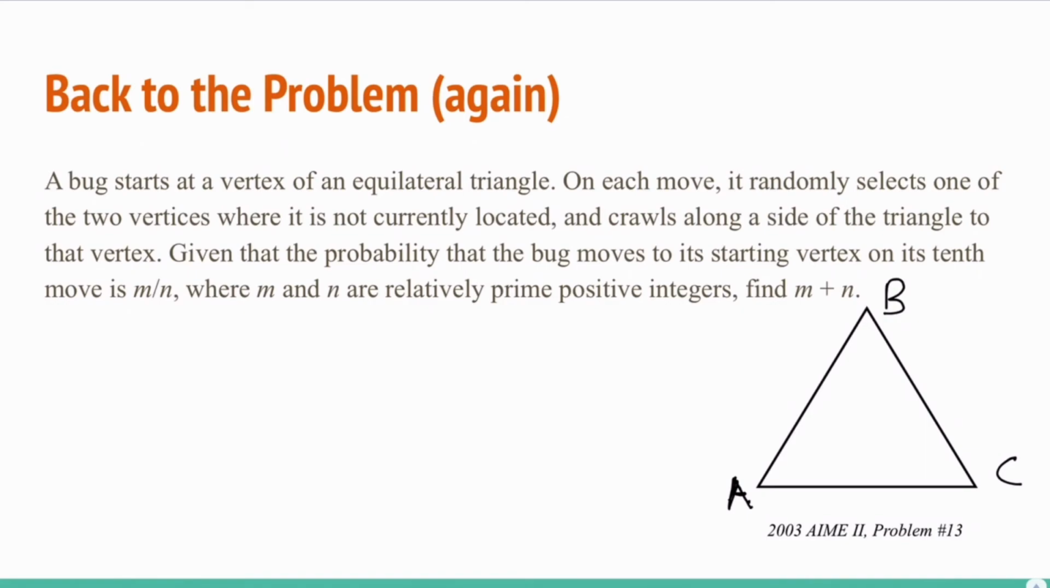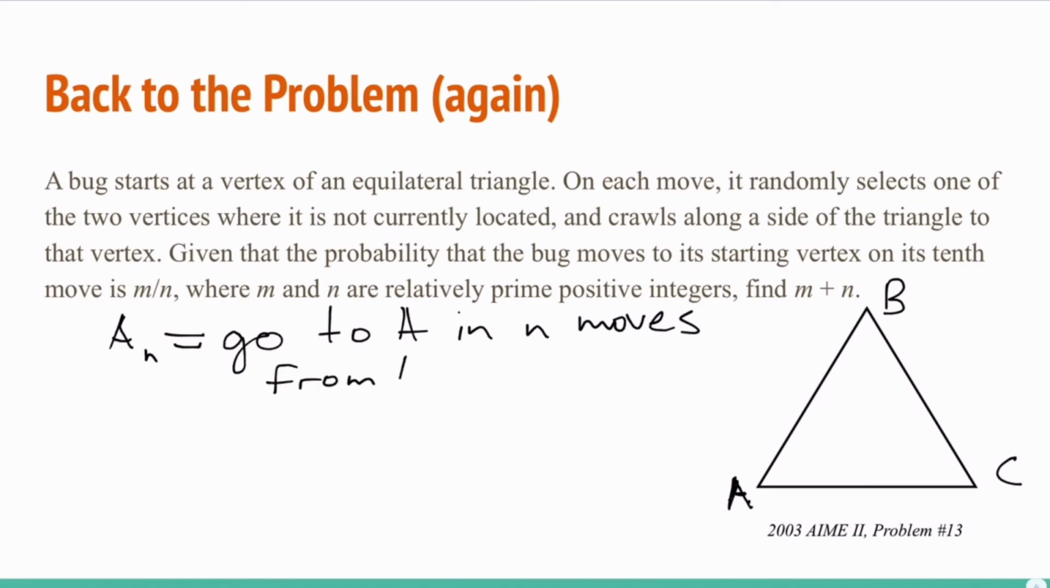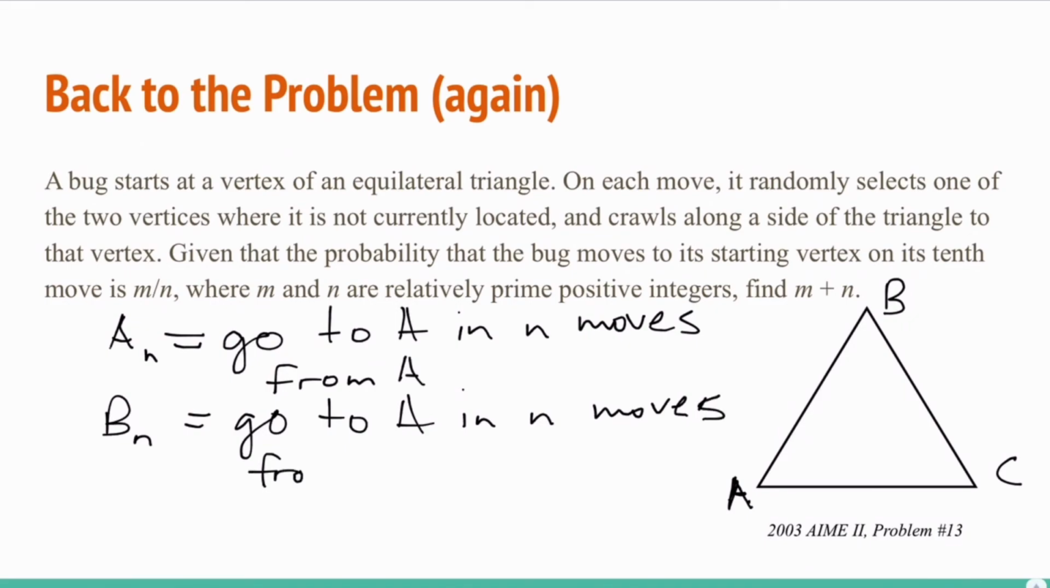Coming back to the problem, we see that we can solve it pretty quickly with the recursion. Let's define a of n as the number of ways to go to A in n moves from A. And for b of n, let's define it as the number of ways to go to A in n moves from B. And similarly for c of n, but from C.